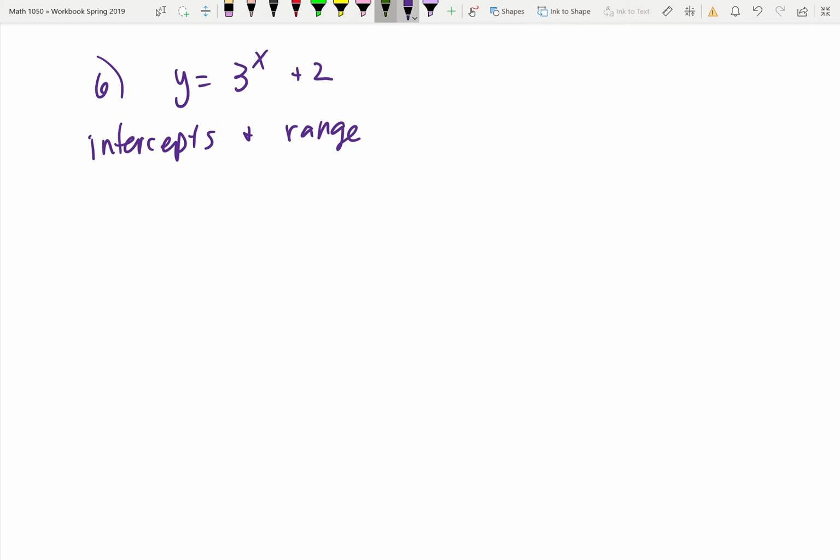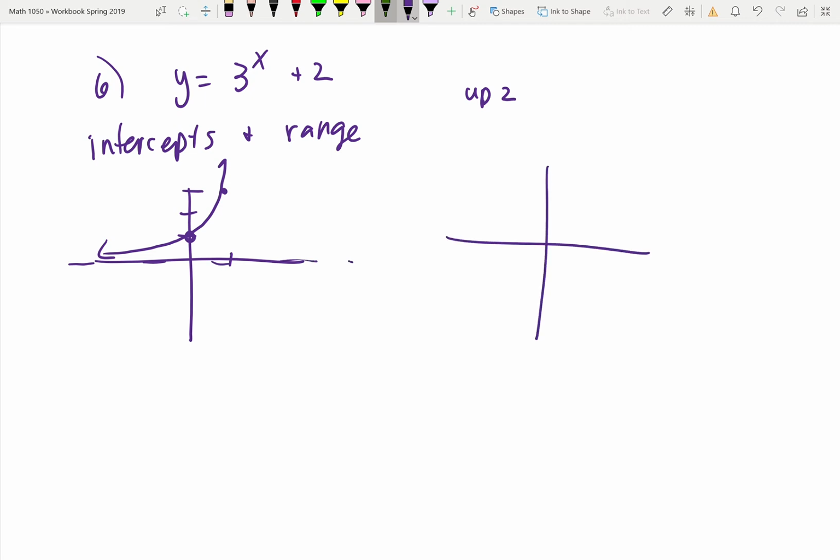This is just an exponential graph shifted up 2. So the parent looks like this. Every parent exponential hits (0, 1), and this one, the base is a 3, so I'm going to go right 1, up 3. There's my parent. And now I'm going to take that and shift it up 2.